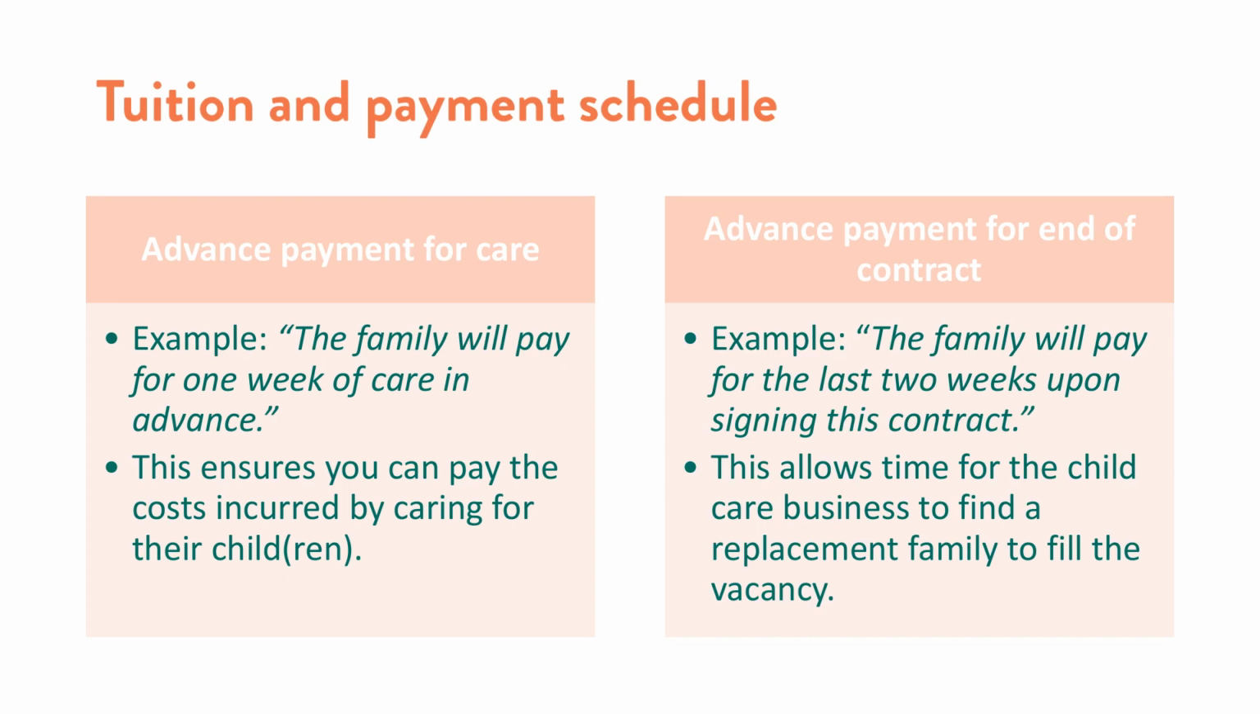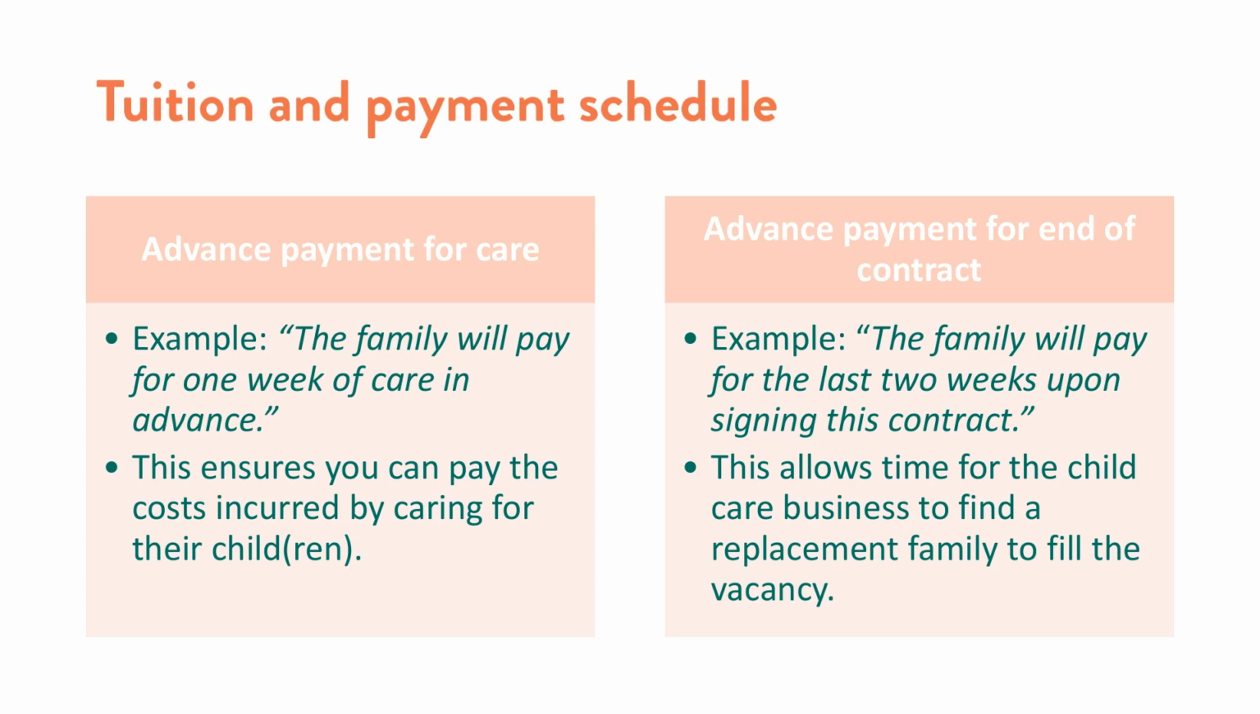Advance payment for end of contract. Example: the family will pay for the last 2 weeks upon signing this contract. This amount is non-refundable and is not contingent on if the family gives written notice. A standard practice is to ask families for a 2-week notice before ending the care arrangement. This allows time for the childcare business to find a replacement family to fill the vacancy.